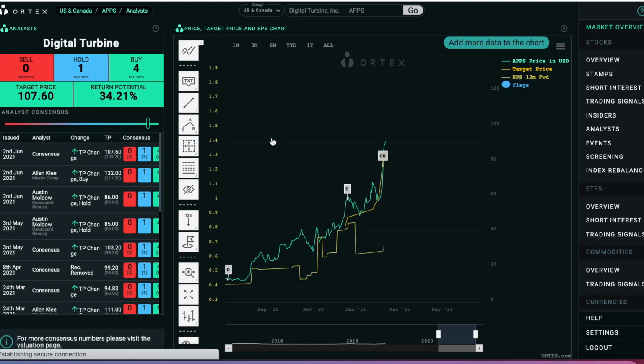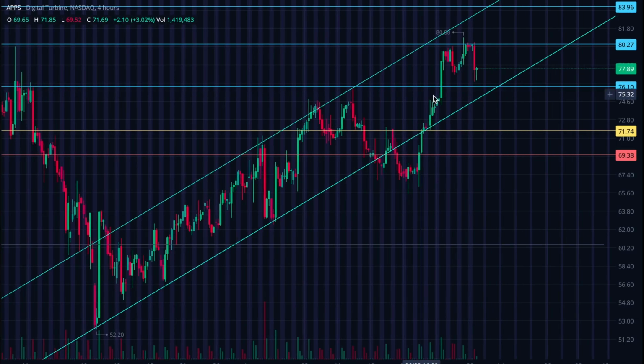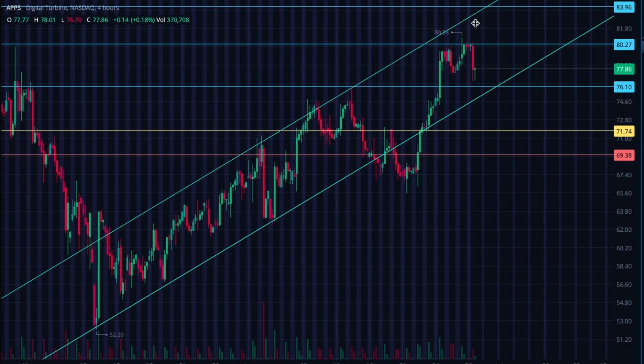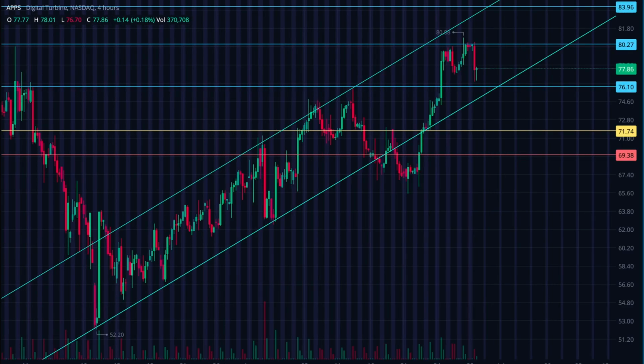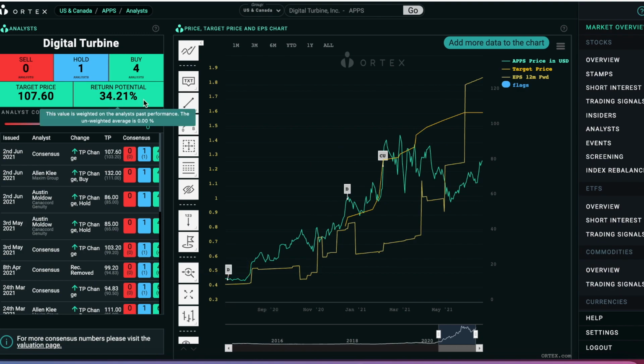So target price is 107.60 right now, sitting at 77.86. So that's a nice 34% of upside potential. So really strong opportunities here, as I see it, from the analyst rating, and the potential for retail or institution or a mix of both to move the stock in that direction.